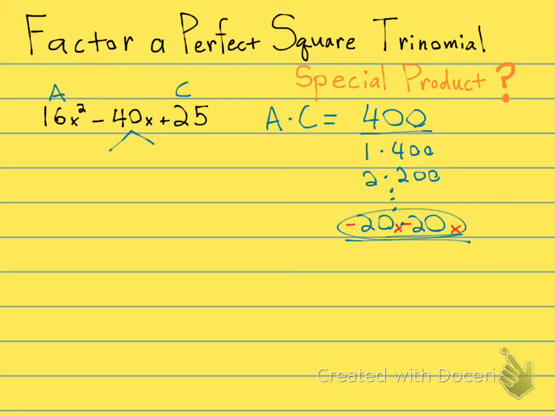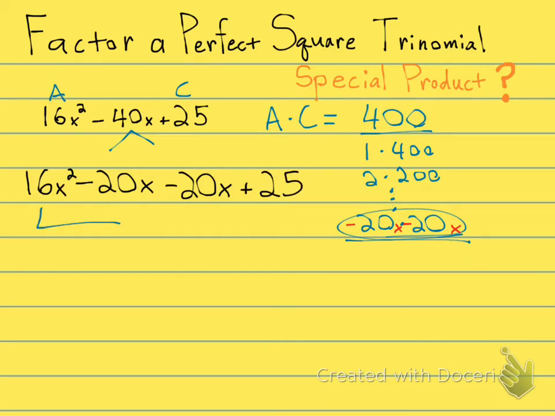All right. Let's rewrite our problem, split up the middle term, negative 20x minus 20x. First term drops down, 16x squared, plus 25. All right, now we've done greatest common factor, factor by grouping. We've done this factor by grouping before. So you have your red and your blue, Spider-Man.